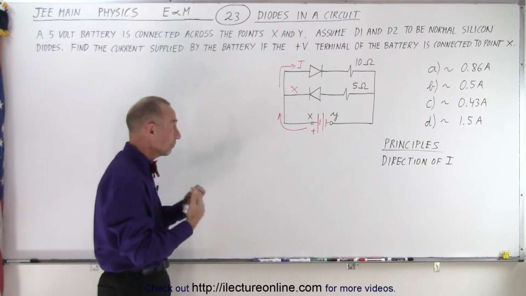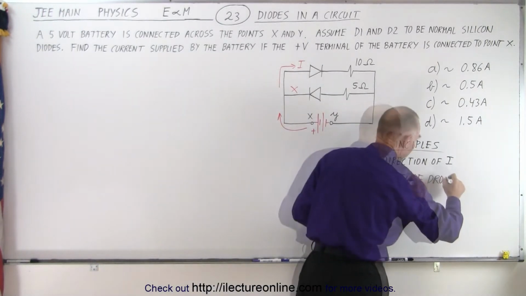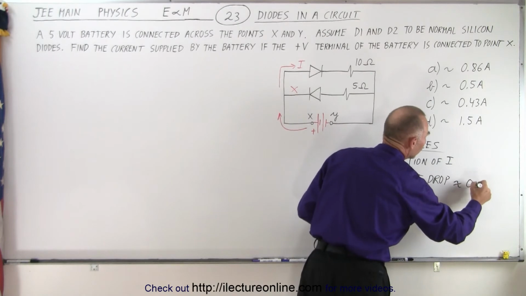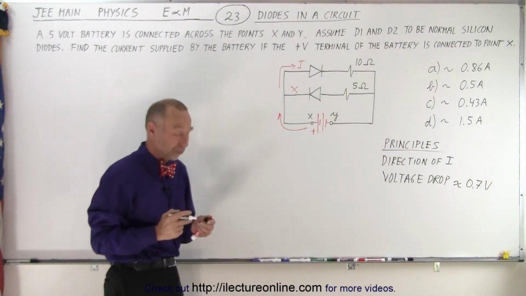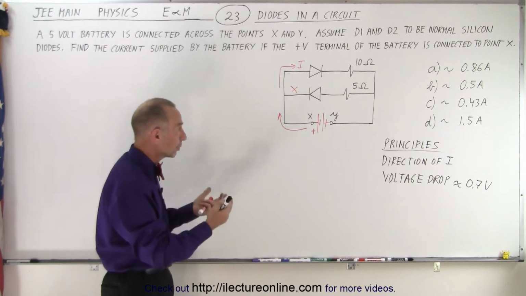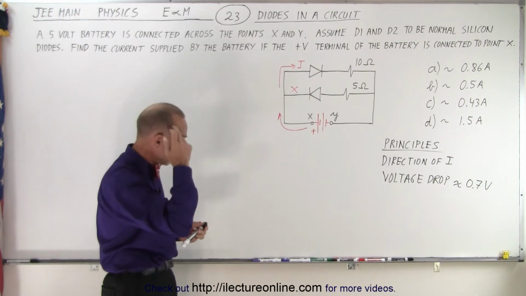Secondly, wherever current flows across a diode, there will be a voltage drop. And you need to know what that voltage drop is. Usually the voltage drop is approximately equal to 0.7 volts. If you don't know that, you're stuck as well. So you need to know the current direction through a diode, and you need to realize that the voltage drop will be about 0.7 volts.